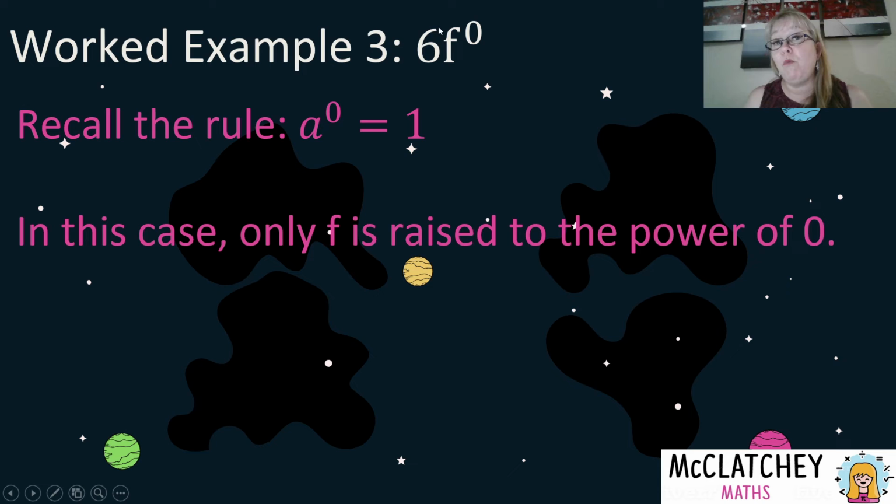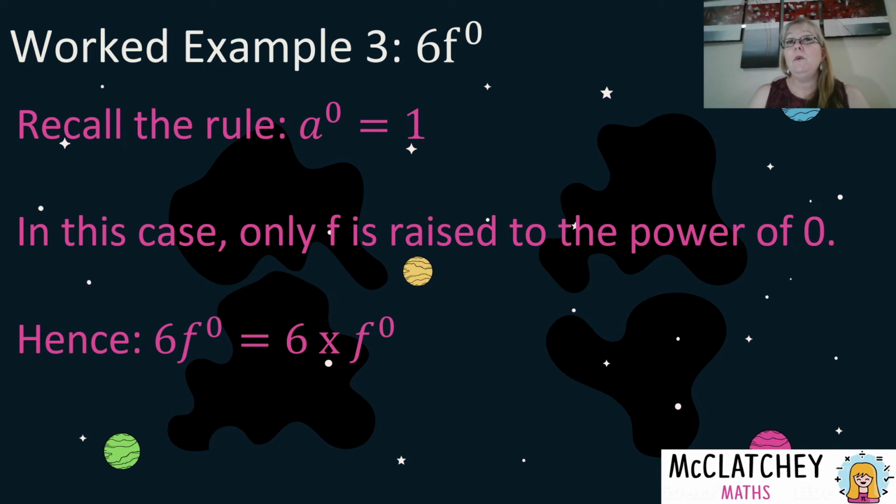6 is raised to the power of 1, and we just don't write that 1 down. There's also an invisible times in between the two of them. So what we've really got is 6 multiplied by f to the power of 0, which equals 6 times 1, which is just 6. Okay, so in this case, the answer is not just 1 every single time. This part becomes 1, but it's now multiplied by something else. So you've got to be careful.